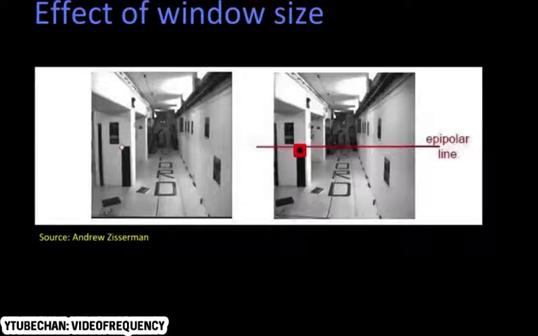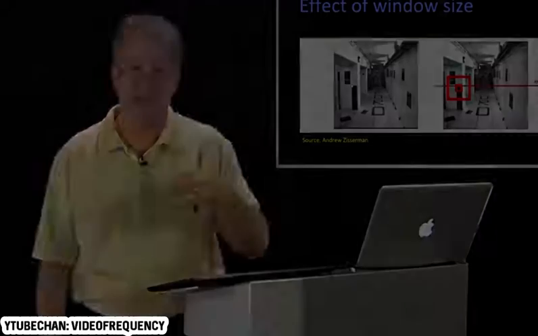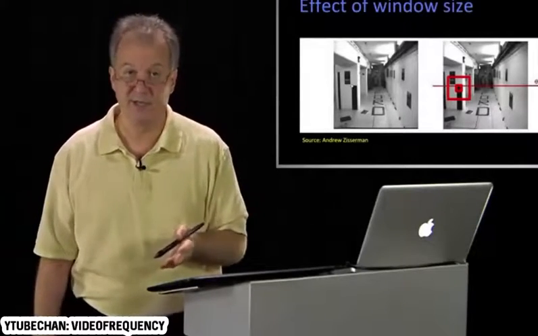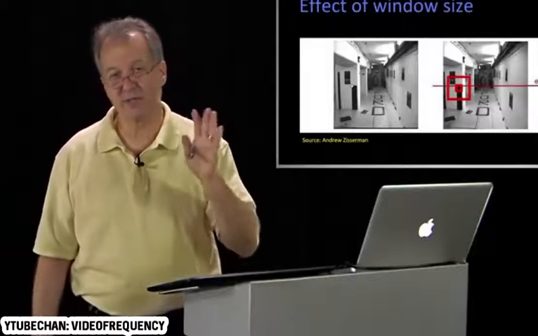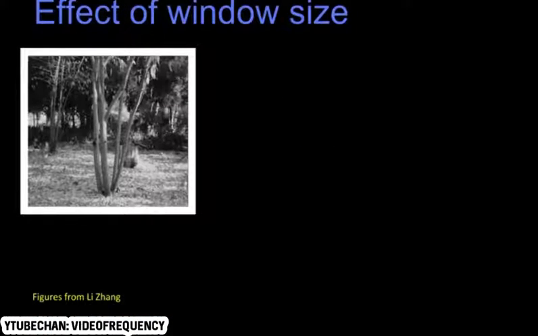You could say, well, instead of using small windows, use a slightly bigger window. So there's this question of how should we pick the window size? And just like when we were talking about scale, there's not going to be any easy answer. Here's an example of another stereo pair. I'm only showing you the left.